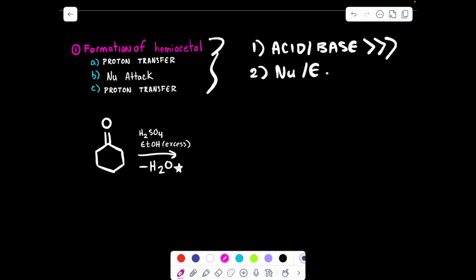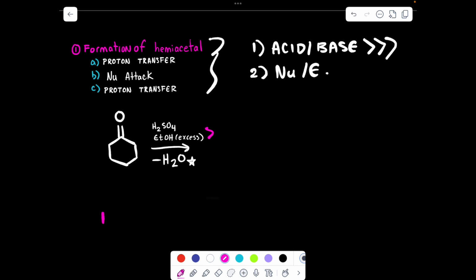So, what two species would be involved in the acid-base reaction? Well, we have H2SO4, a really good acid, and we have ethanol, a really good base. That means the first thing that's going to happen is that H2SO4 is going to react with the ethanol, because this oxygen has two sets of lone pairs, and one of the lone pairs can be used to go snag one of the acidic hydrogens.